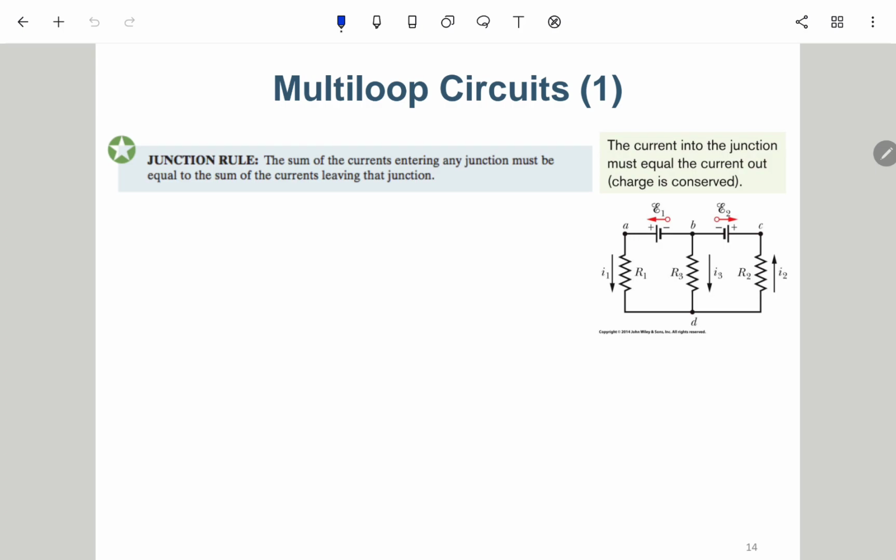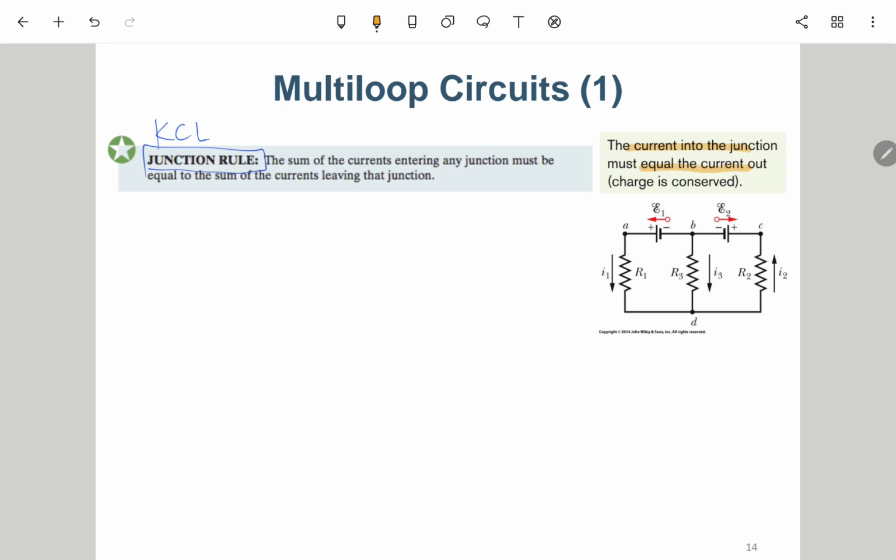Okay, so here we talk about the multi-loop circuit. Here it introduces a term called the junction rule. This is actually nothing but the KCL. We already introduced it in chapter 26, which means that the sum of the current going into a junction must be equal to the sum of the total current going out of the same junction.